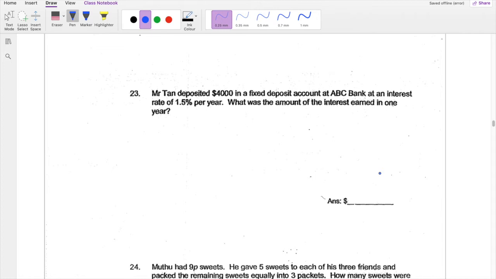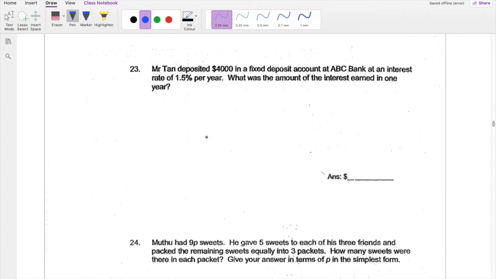Okay, the 23rd. A man deposits 4,000 in a fixed deposit at an interest rate of 1.5%. What was the amount of interest earned? Well, this is very common in our daily life when we do banking. It's about interest. It didn't ask what is the total amount in 1 year's time. It just asked for 1 year, what is the interest.